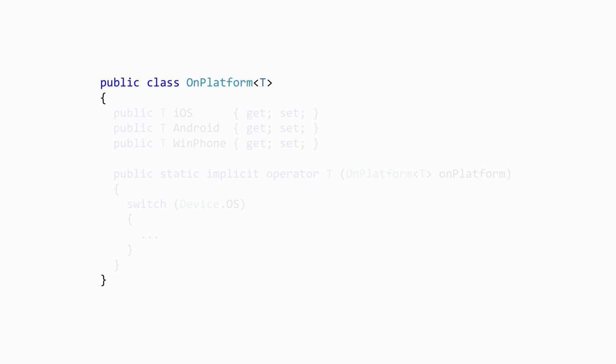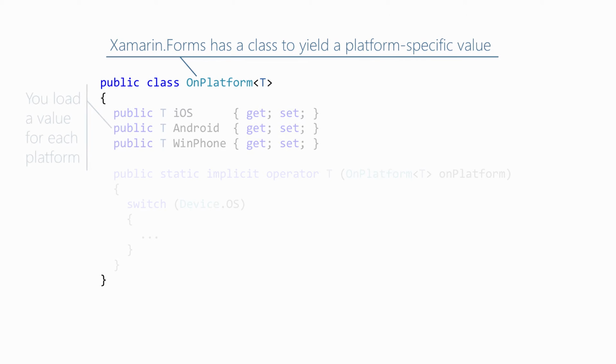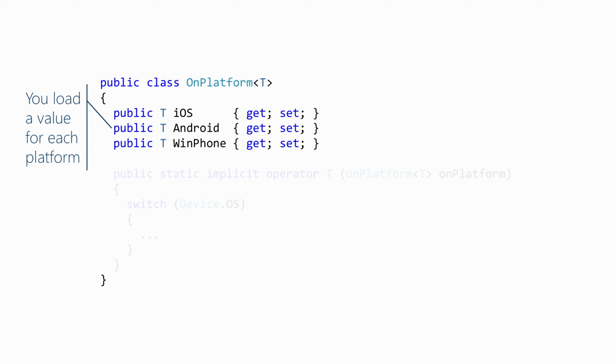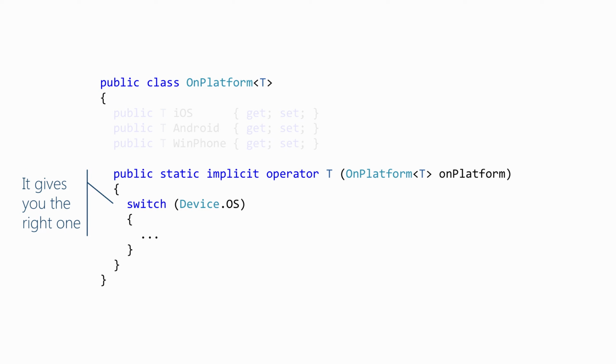Xamarin.Forms has a nice utility class to make this easy. It's called OnPlatform. You give three different values, and then at runtime, it does that switch statement for you. It's just a type converter that returns the appropriate value for the runtime platform. So notice OnPlatform is a generic, and we do have to specify what type T will be.